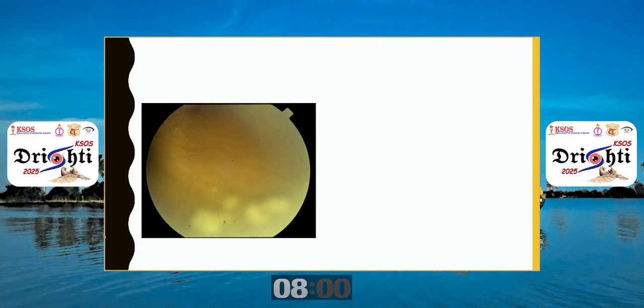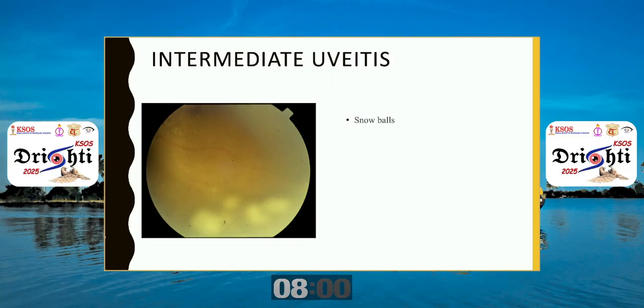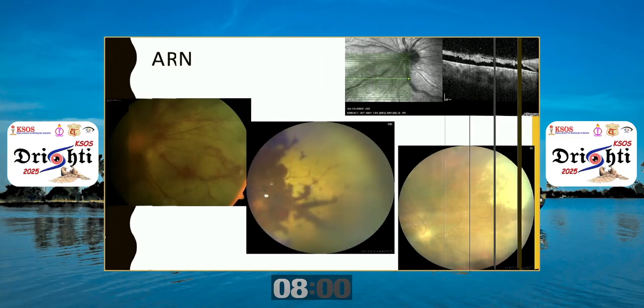See, these are all yellow spots, but not on the retina. They are all pars plana snowballs, part of intermediate uveitis. So whenever you see snowballs, look for causes of intermediate uveitis like TB and sarcoidosis and other rare causes also.